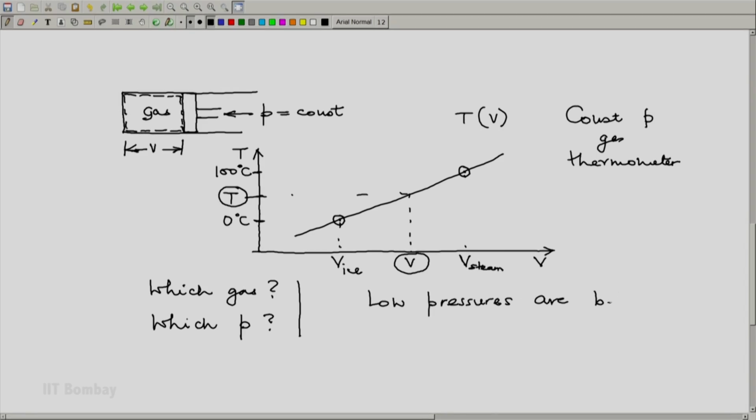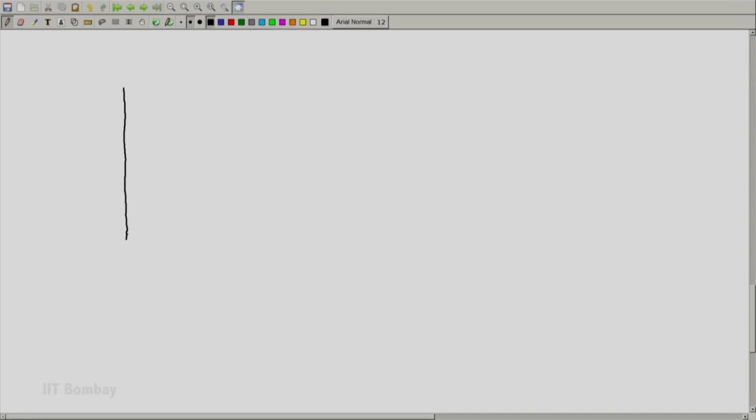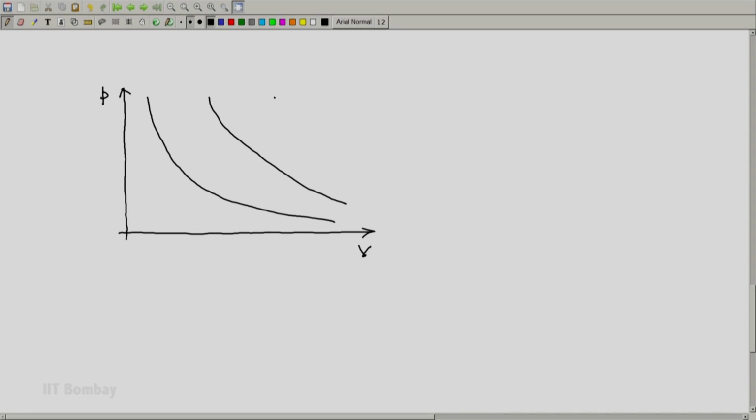So, as people did experiments, it was discovered that low pressures are better. It was Robert Boyle who experimented with various gases and plotted isotherms on the PV plane. And what he noticed, he plotted isotherms for different temperatures, ice point, steam point. These are various temperatures. This is the T1 isotherm, this is the T2 isotherm, this is the T3 isotherm, this is the T4 isotherm.